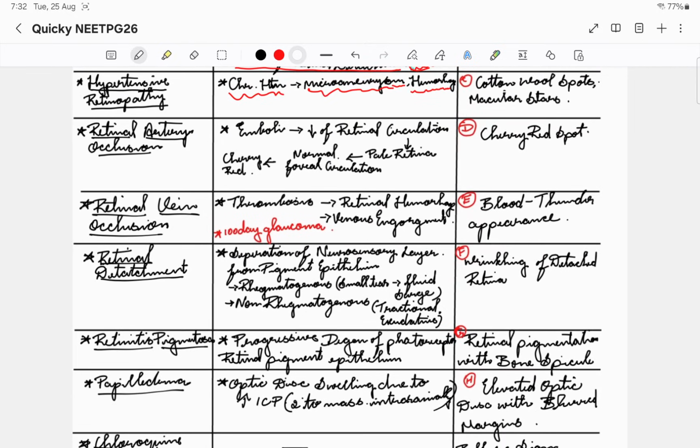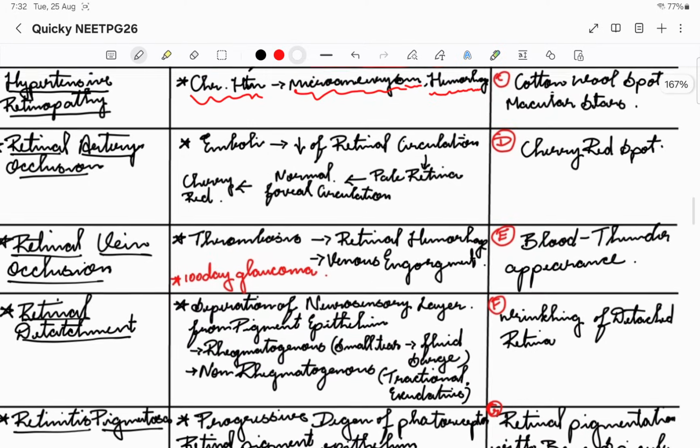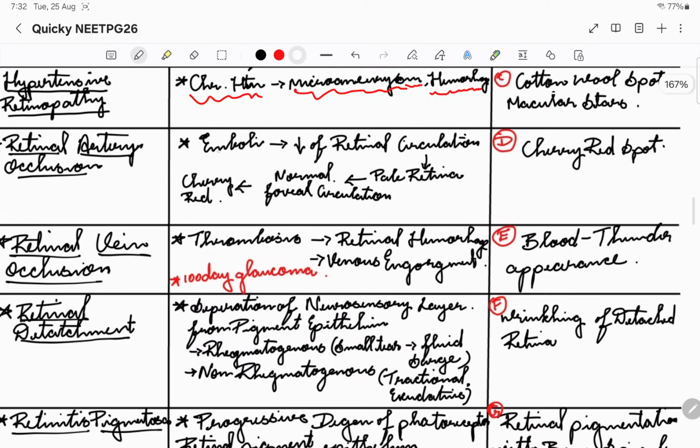Coming to retinal artery occlusion, it is mainly because of emboli. Some emboli would have blocked the retinal artery. Again, there is something called retinal vein occlusion; we'll come back to that. In retinal artery occlusion it is emboli. Please remember, it is emboli, whereas in retinal vein occlusion it is going to be thrombosis.